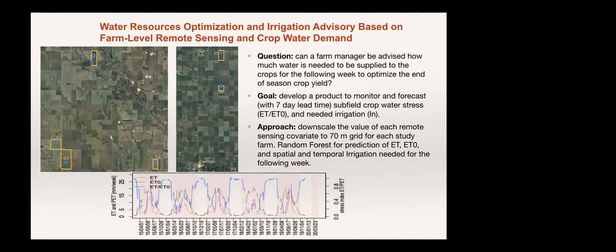And for that, I use various statistical approaches for downscaling the surrounding near real-time remote sensing data from various sources into the farm, and also decide on where the irrigation amount needs to be distributed especially.